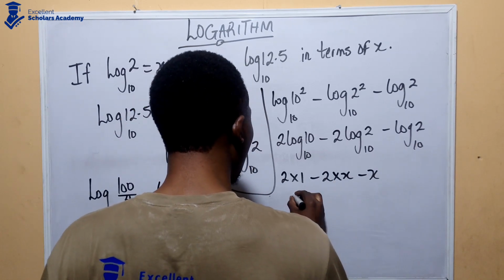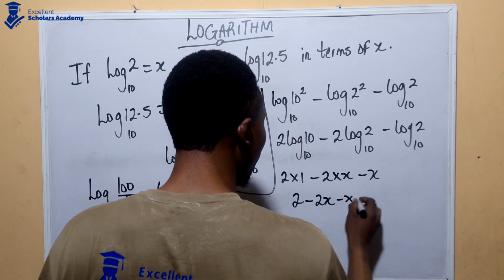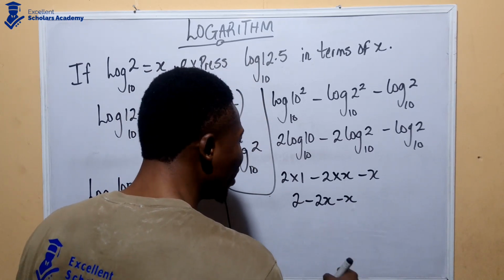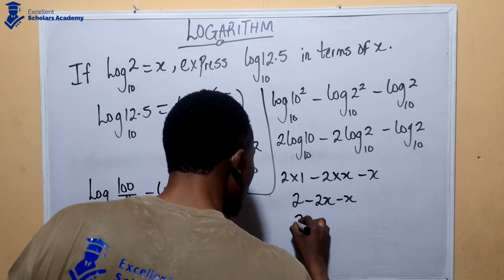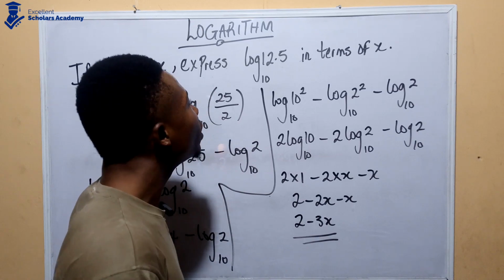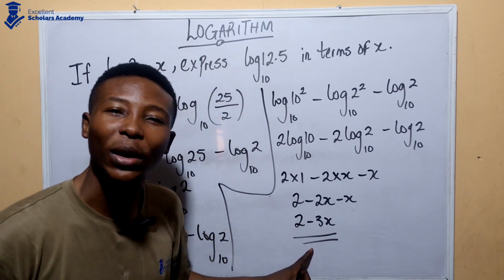So that's 2 times 1, which is 2, minus 2x minus x. So minus 2x minus x, that's minus 3x. I borrowed 2 naira, I still borrow 1 naira. So that's minus 3x. So that's going to be 2 minus 3x, which is our answer. So if you express this in terms of x, you're going to have 2 minus 3x.